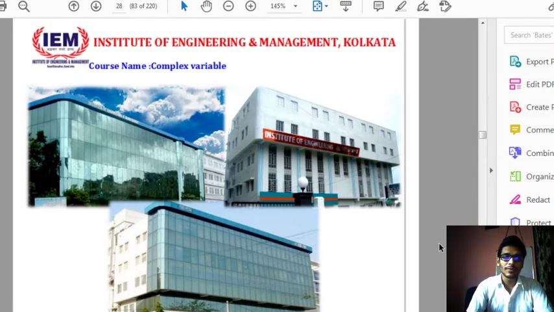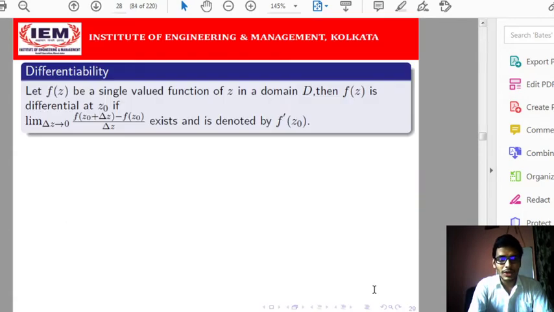So in this lecture I am going to discuss another important property of a complex valued function, that is nothing but differentiability. You have already studied how to do differentiation for a function of one real variable and a function of two real variables in the previous semester. Here we will incorporate the same kind of definition for a function of a complex variable also. So what do we mean by the differentiability of a complex valued function?